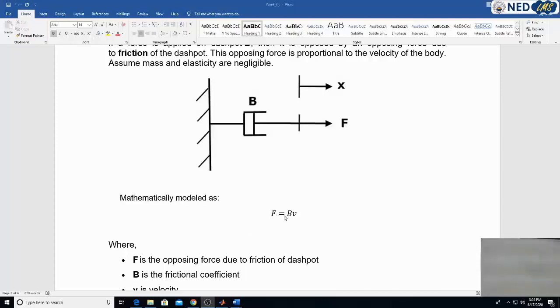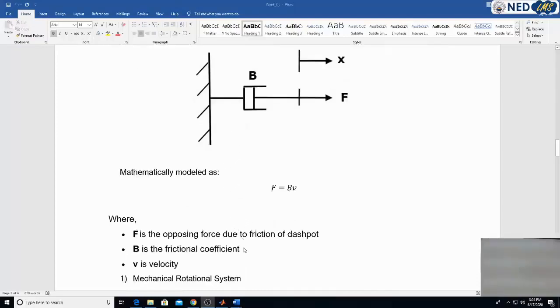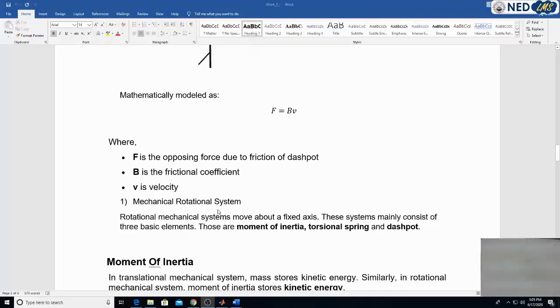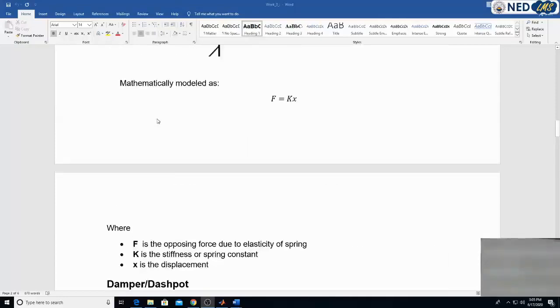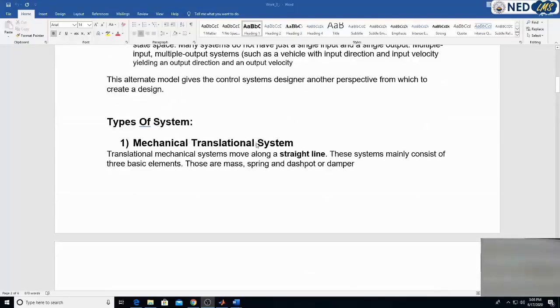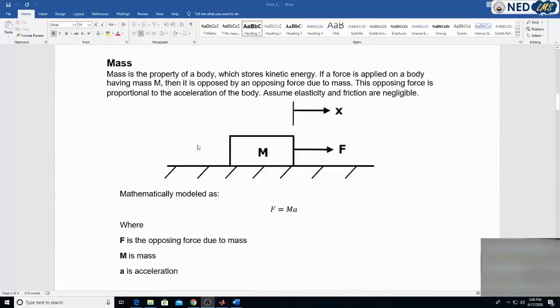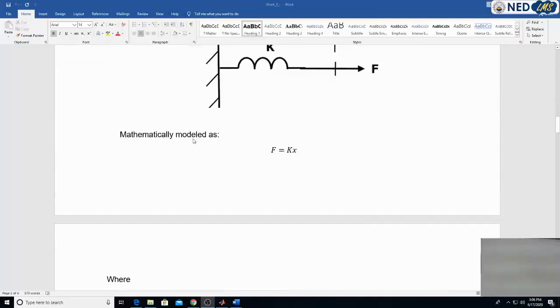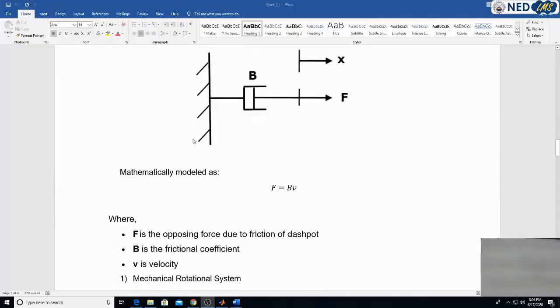Whenever the mass starts sliding, it will face an opposing force due to friction. This is that force, and it is directly proportional to the velocity of the body. B is the frictional coefficient, which depends upon the surface or thing which is creating the friction. So F is the opposing force due to the friction of the dashpot, B is the frictional coefficient, V is the velocity. These are the basic elements which you can see in any mechanical translational system. I hope that this term translational is clear to you, as this is one of the major types of the mechanical system.